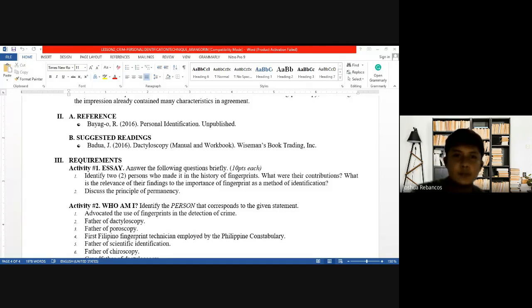Answer the questions briefly. Identify two persons who made it in the history of fingerprints. What were their contributions? What is the relevance of their findings to the importance of fingerprint as a method? So, sa mga sinabi natin kanina na mga tao, i-identify nyo dalawang tao who made it in the history of fingerprints. What are their contributions? So, ano yung relevance niya sa fingerprint at yung method of identification niya.